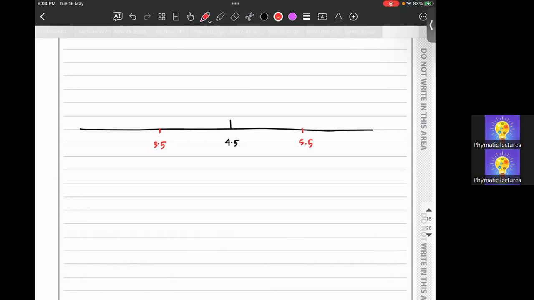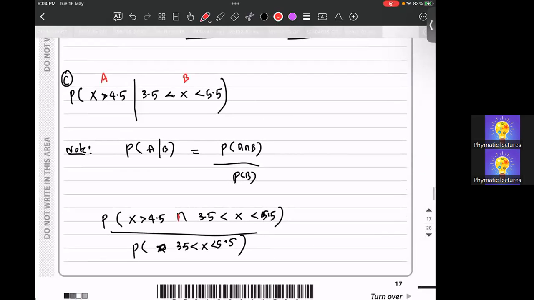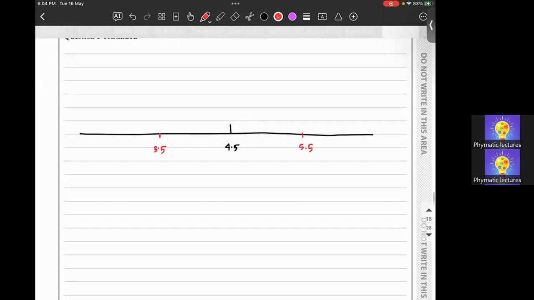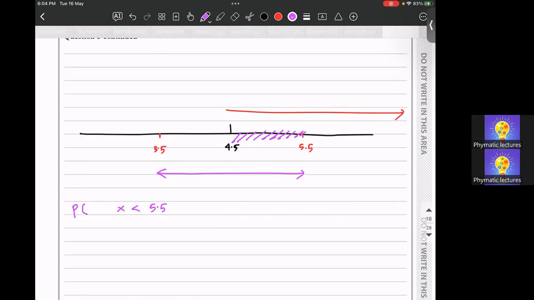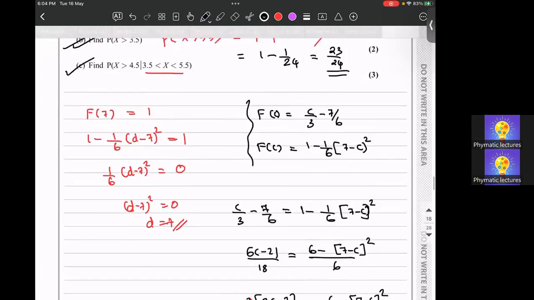Because usually we need to find the intersection. Intersection means it is common. X greater than 4.5 means this part, and given that it is in between 3.5 to 5.5, the common region is this. So the common region is probability of X in between 4.5 to 5.5. So how will you find this probability? Probability of X in between 4.5 and 5.5.